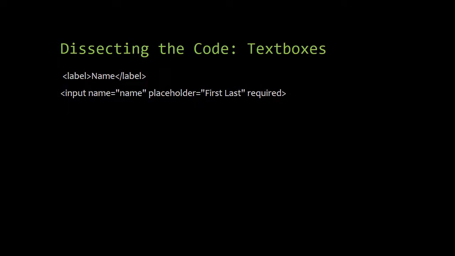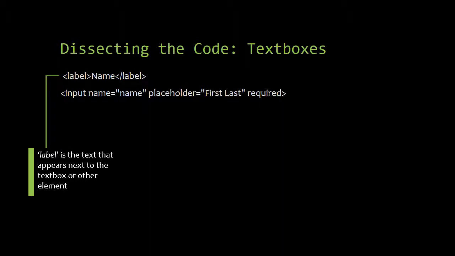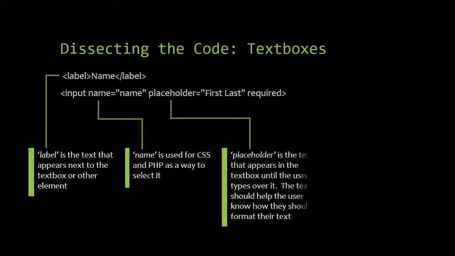Okay, let's continue dissecting the code. Label is the text that appears next to the text box or whatever element you're creating. Name is useful for CSS and PHP as a way to select it. Placeholder is the text that appears in the text box until the user types over it.